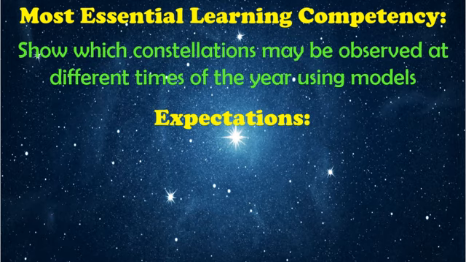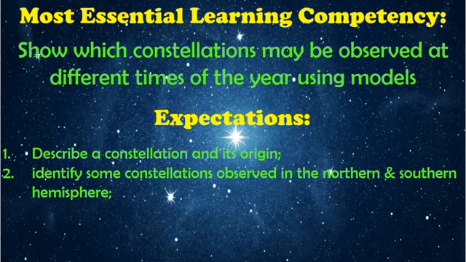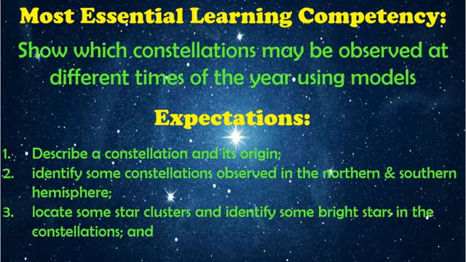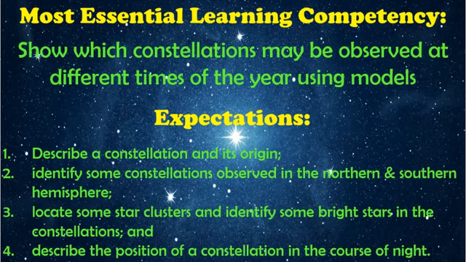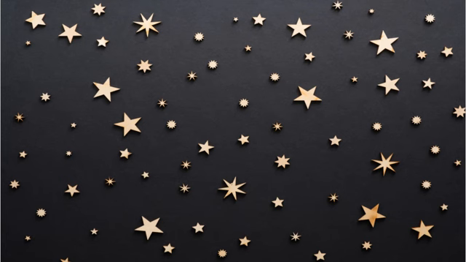These are the expectations. Number one, describe a constellation and its origin. Number two, identify some constellations observed in the northern and southern hemisphere. Number three, locate some star clusters and identify some bright stars in the constellations. And number four, describe the position of a constellation in the course of the night.